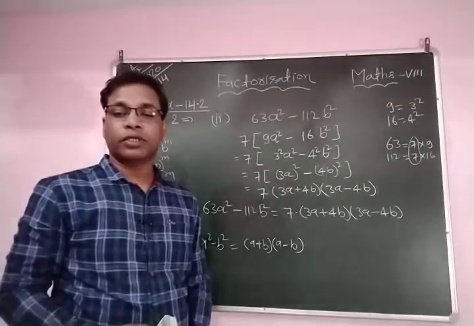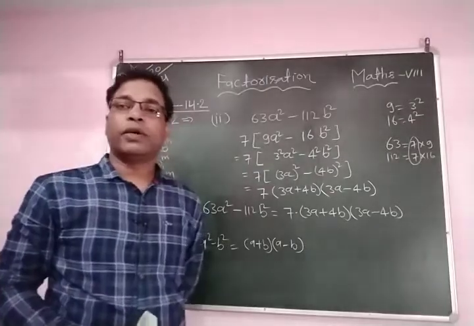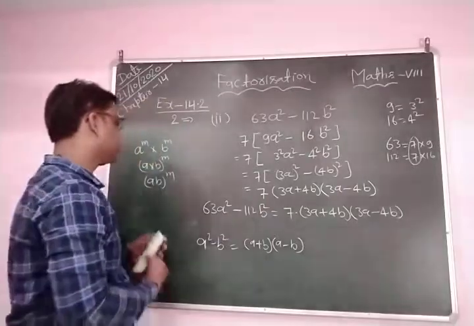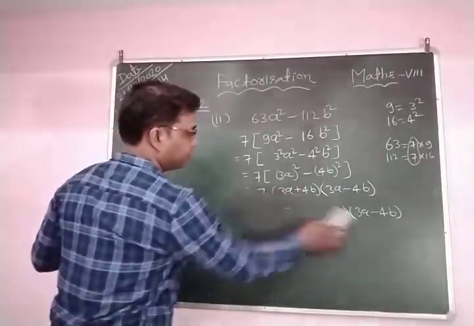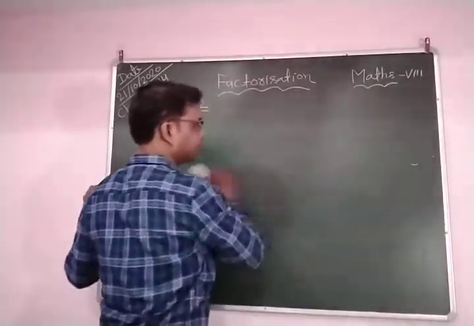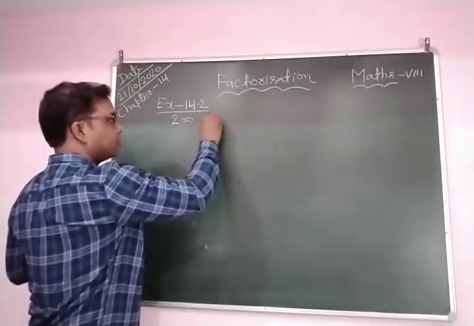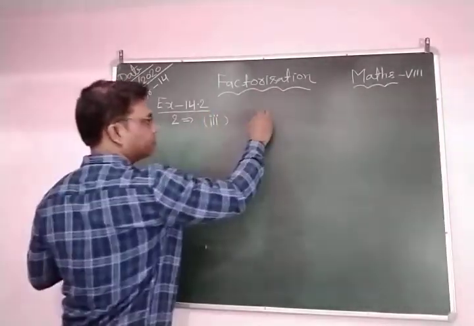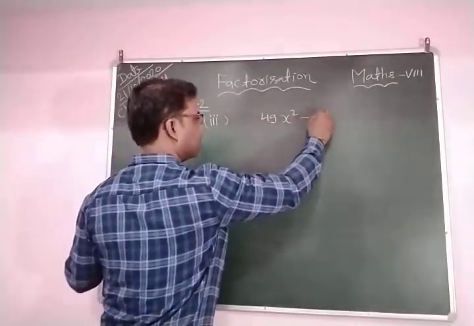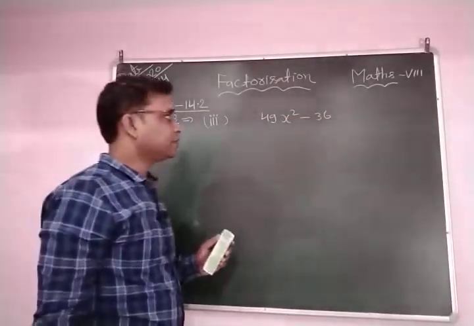Now we are going to discuss the third part of this question number 2. What is the third part? 49x square minus 36. This is a very easy question. You can see here, the third part of this question is 49x square minus 36. Here this is given 49x square minus 36.